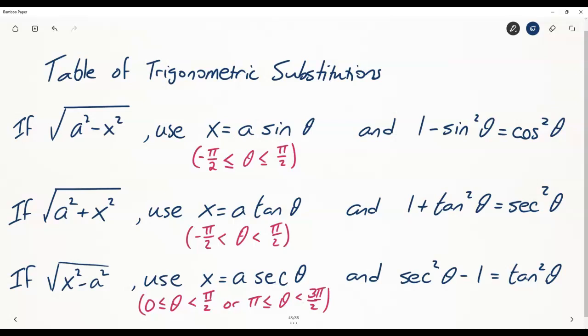And again, notice that the inverse tangent is defined from negative pi over 2 to pi over 2, not including the endpoints. Because remember, inverse tangent is undefined at pi over 2, and it is undefined at negative pi over 2. But the inverse tangent is defined for all values between those two. And inverse secant is defined from 0 to pi over 2 or pi to 3 pi over 2. This is quadrants 1 and 3.